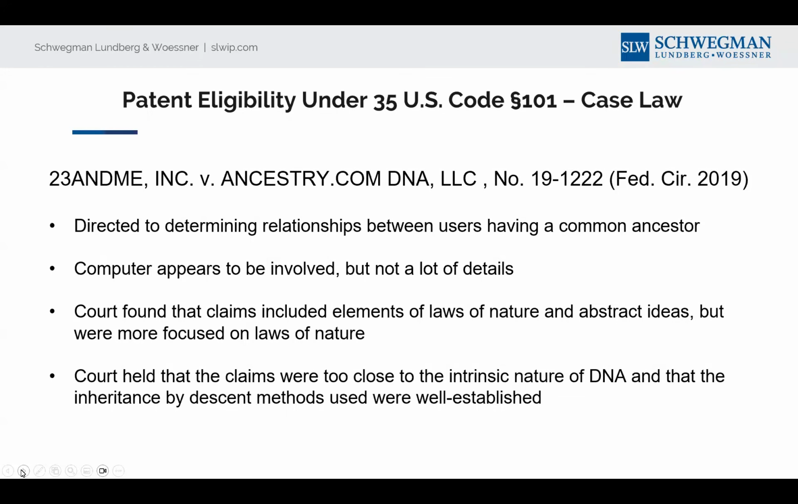And so I think because there was very little around the computational aspects of this, they found that it was closer to laws of nature. And then they said that it was too close to the intrinsic nature of DNA and found that it wasn't patent eligible subject matter. So it was interesting to see the importance of making sure your claims are focused on the computational aspects and make that clear, because then that at least moves you out of the laws of nature and gets you into the abstract idea part of the analysis.